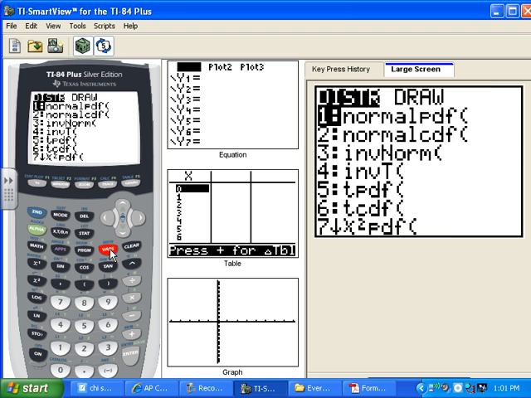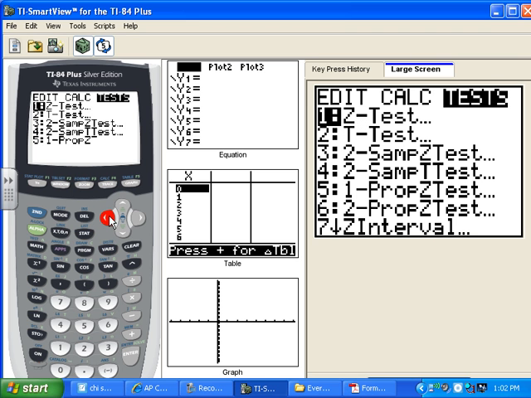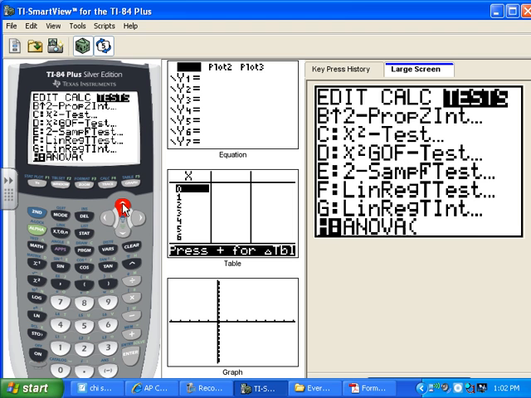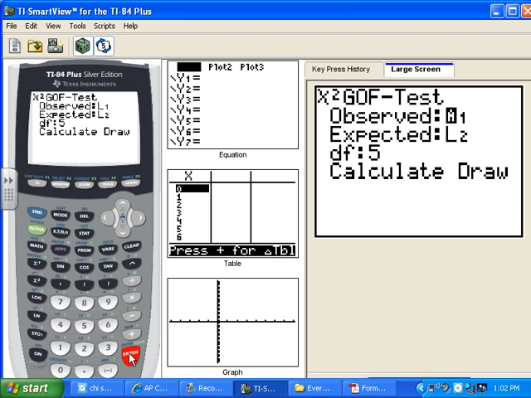Go to stat. Go to tests. Some of you guys will have this button, some of you will not. We are doing a chi-square goodness of fit. If you have the chi-square goodness of fit, you can do it for today's material. If you don't have it, you have to do it by hand like I just showed you. Chi-square goodness of fit, you'll hit that.